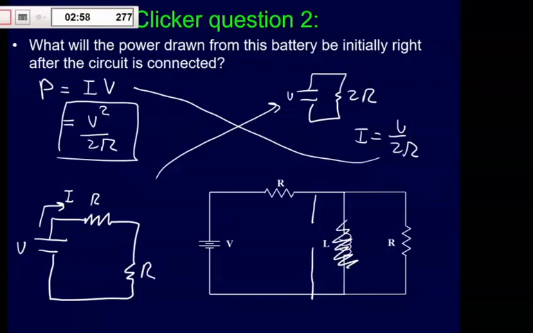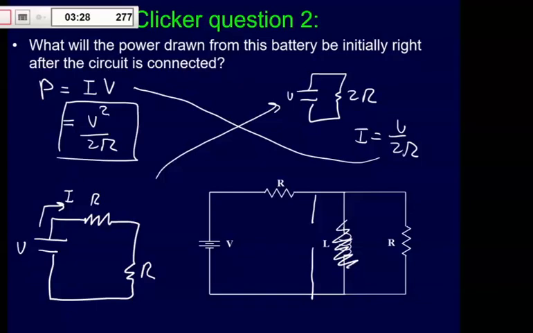Now, just to ask ourselves, what would happen in this case if I asked about some long time afterwards? What would happen then? Anybody got an idea? What would happen to the inductor? The inductor would act like a normal wire, and therefore it would short circuit the R that's in parallel with it. Exactly, that's exactly right.